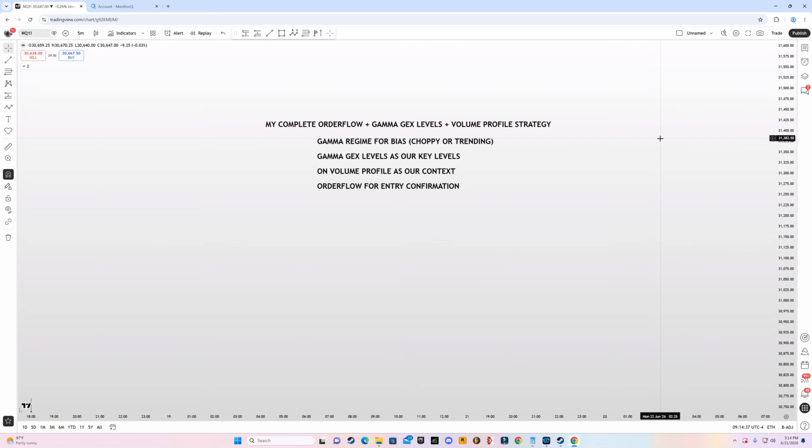This is where we really dive deep into the market and how it actually moves and what makes it move, right? So here are the components that we're going to go over to form our trading strategy. First of all, we're going to look at the gamma regime for our bias, to know if we're going to be trending or chopping on that specific day. Then we're going to have gamma GEX levels as our key levels. Then we're going to have the overnight volume profile as our context. And then we're going to have order flow for entry confirmation.